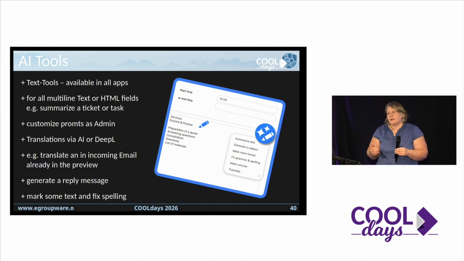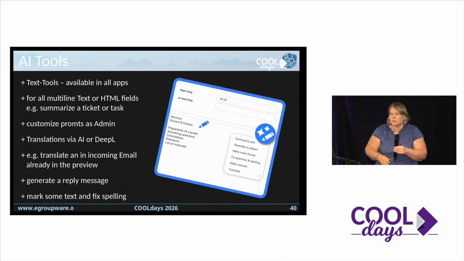We now newly added custom prompts, so an admin can set up his own prompts for the users and enable them for this application or all applications, specific to the needs they want. We can also configure that translations work either by the AI or by DeepL and which languages the user wants to translate to. You can use it, for example, in incoming mails.